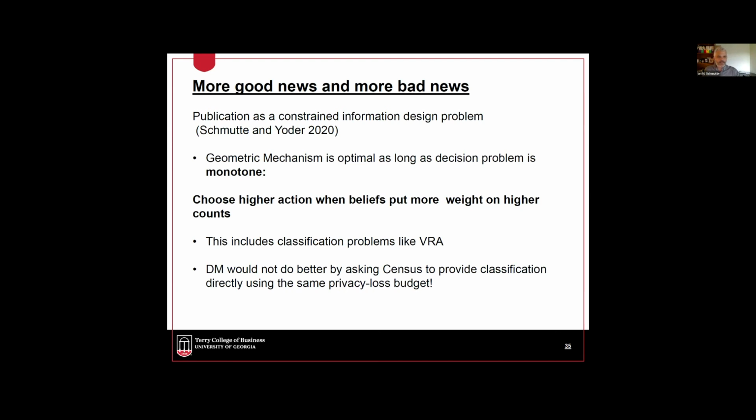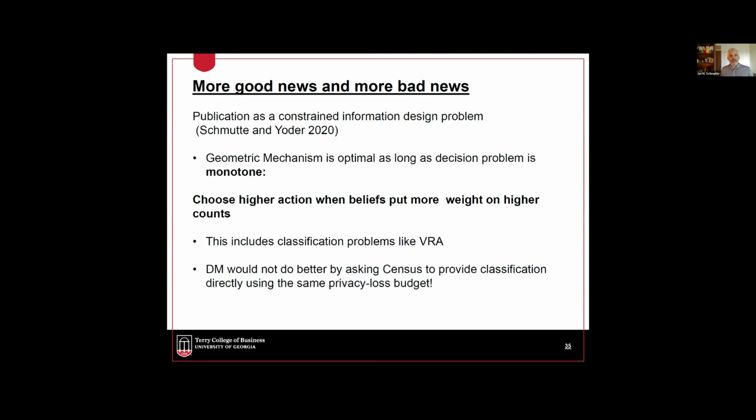And it turns out that in that setting, the geometric mechanism is optimal in any case as long as the decision problem is monotone. That is, in any setting where you want to choose a higher action when your beliefs put more weight on a higher count. So this would include classification problems like the Voting Rights Act.